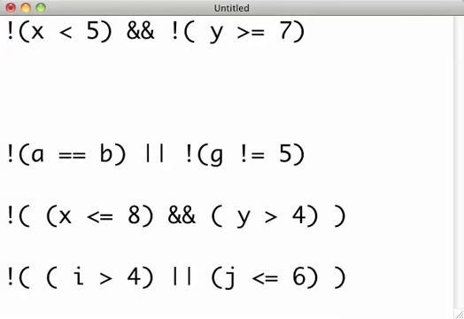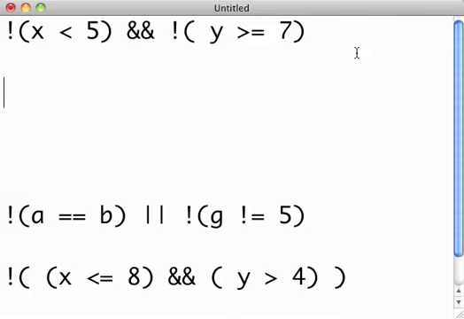So look at the top one: not x less than 5 and not y greater than 7. Okay, so we can rewrite that by distributing the not. When you distribute the not, it goes to each expression. When it's outside like this, it only affects the expression. So the opposite of x less than 5 is what? X greater than or equal to 5.